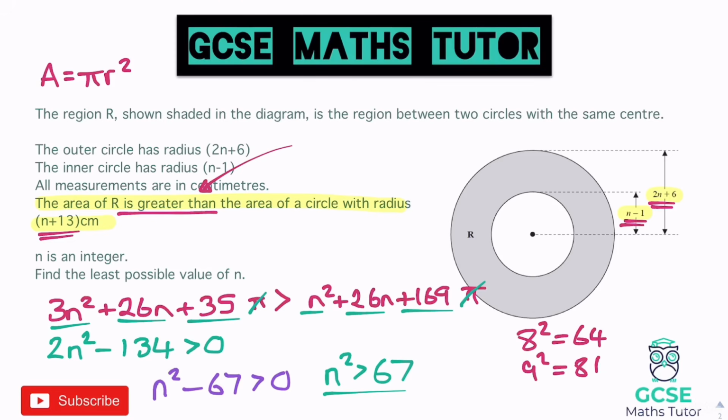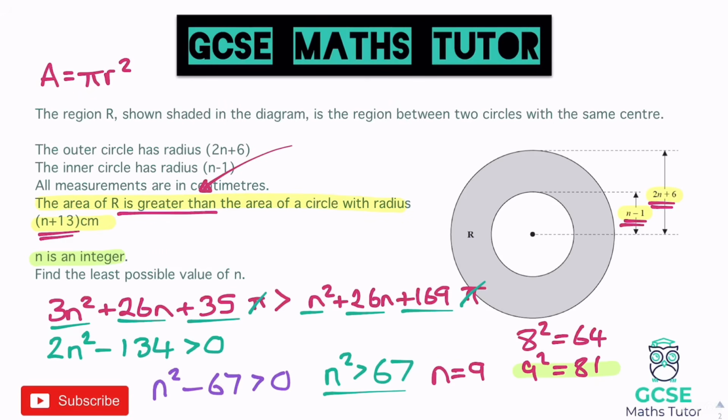So as it says in the question, I'll just highlight this, look, it says n has to be a whole number, it has to be an integer, so 8 is out of the question, it's not bigger than 67. But our next whole number up, 9, is bigger than 67. So the smallest or the least possible value that n can be is 9.